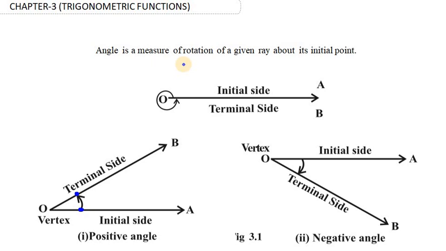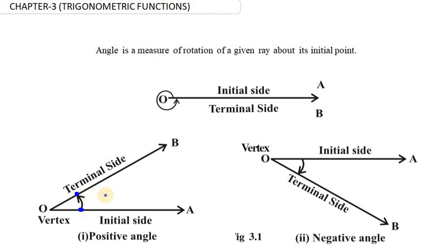An angle is nothing but a measure of rotation of a given ray about its initial point. It starts from an initial point and ends at a terminal side. In this case OA is the initial side and OB is the terminal side, because the angle ends at the terminal side. Now you can see in the first figure, that of a positive angle, it starts from the initial side and ends at the terminal side.